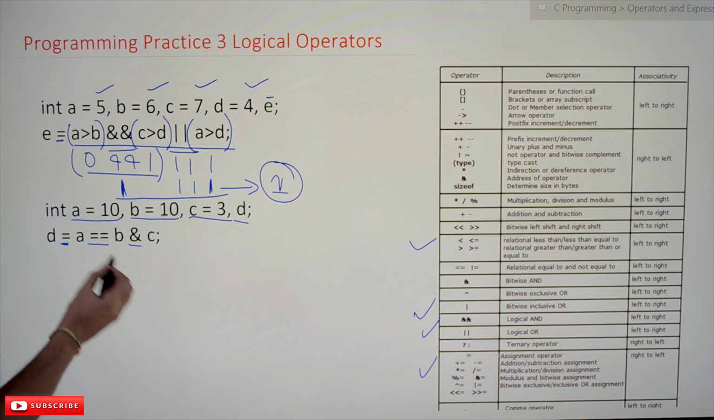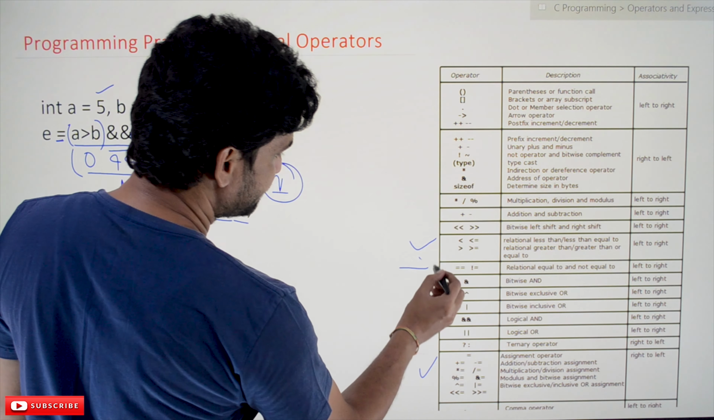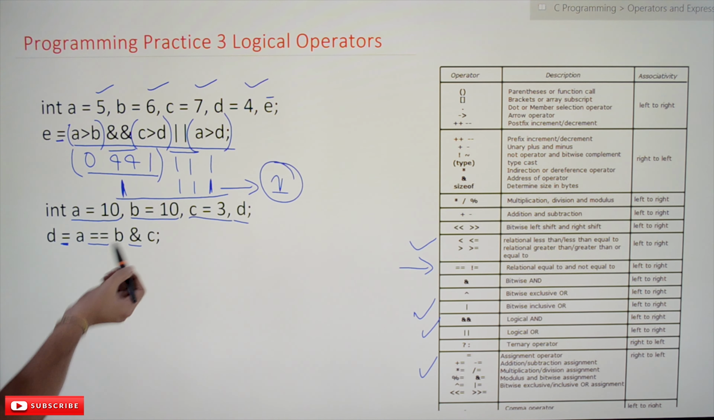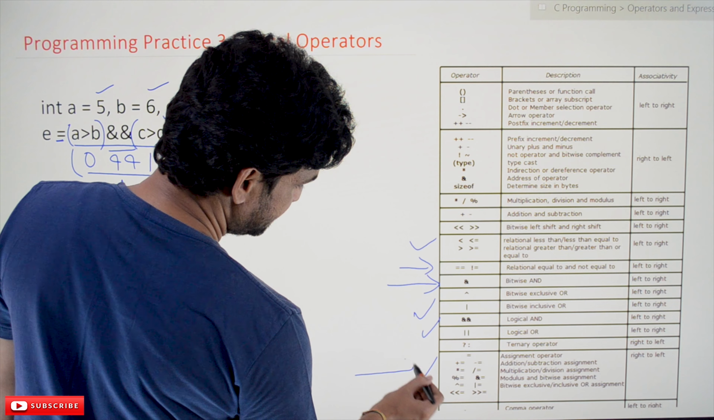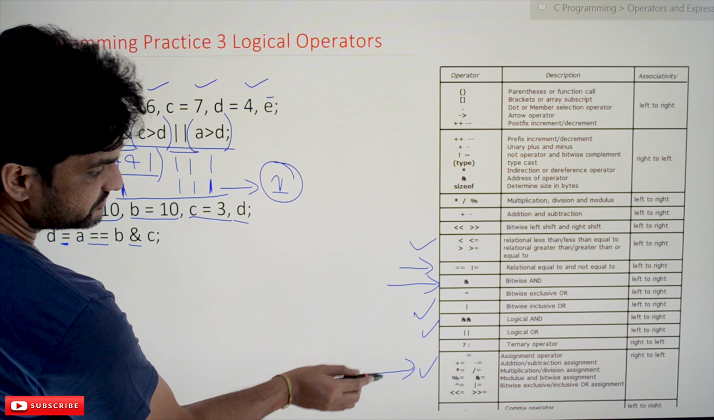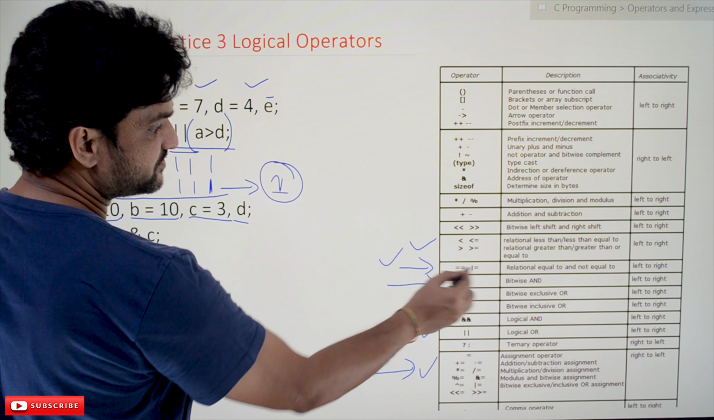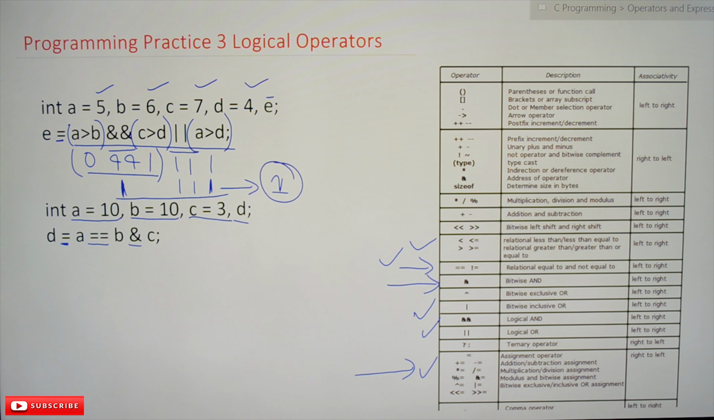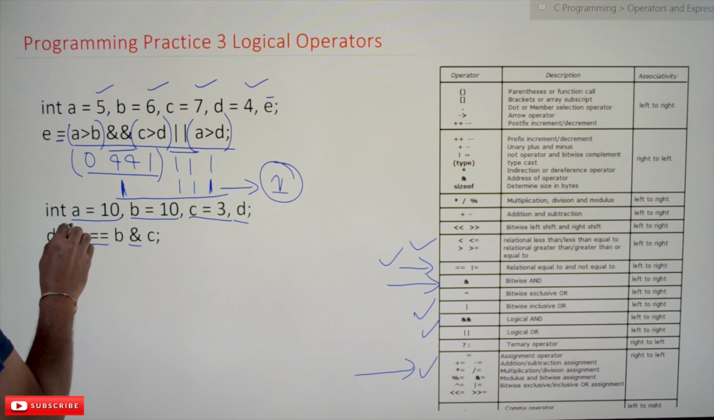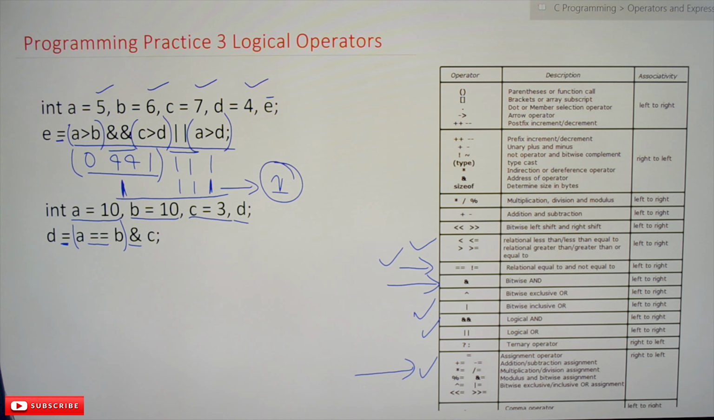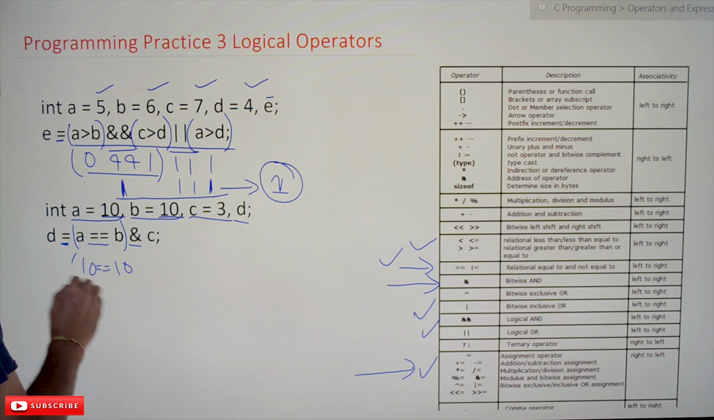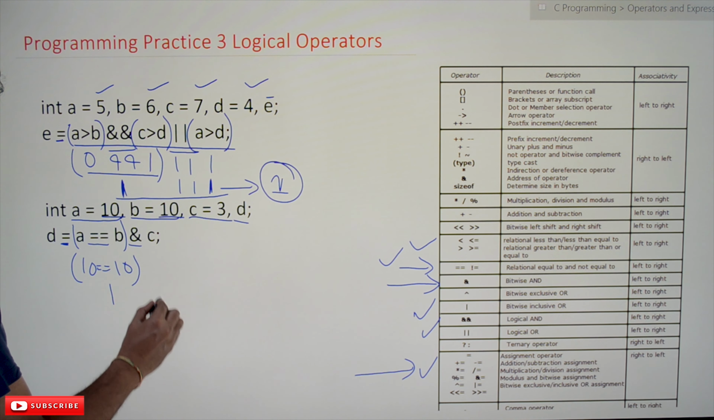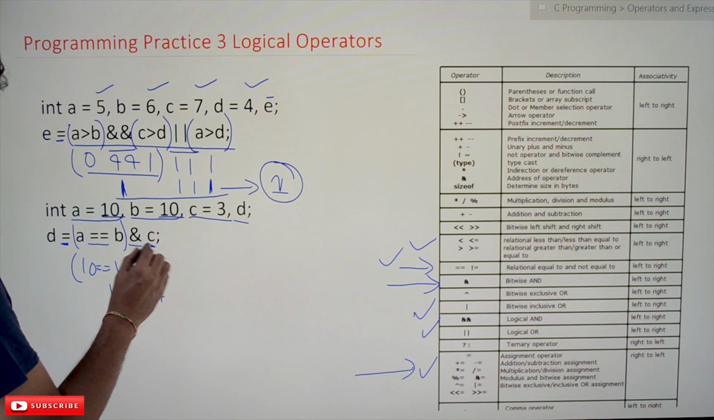And what about this equality operator? Here we have the equality operator, then the bitwise AND operator, and the next one is the assignment operator. Among these three, which one has the highest precedence? The highest precedence is for the equality operator. So this one will get executed first. A is equal to 10 and B is equal to 10. Is 10 equal to 10? Yes, this is true. So it is going to produce an output of 1.